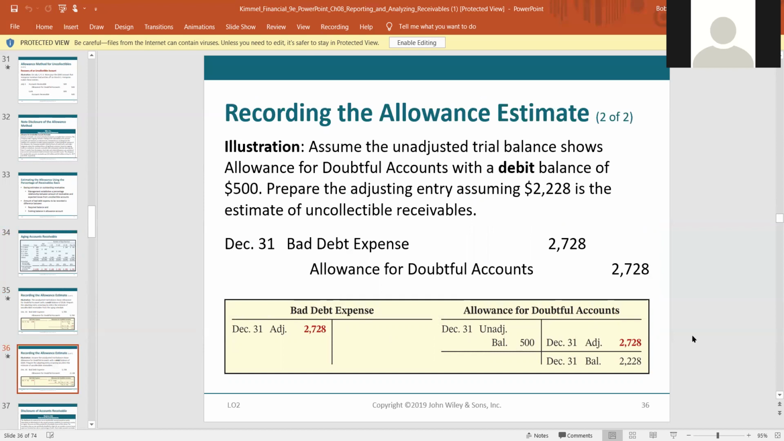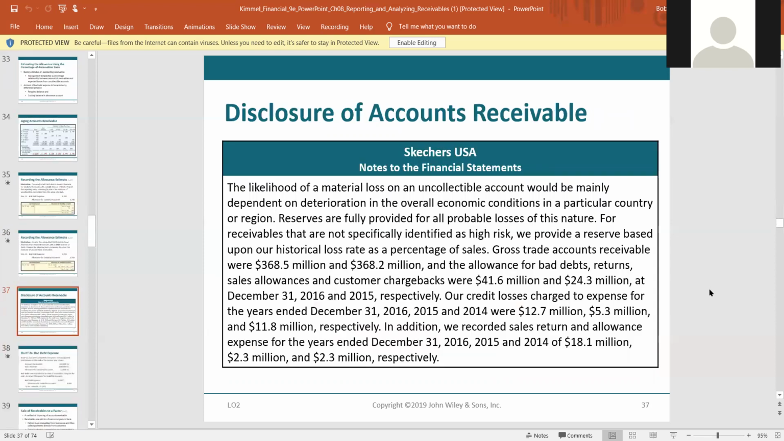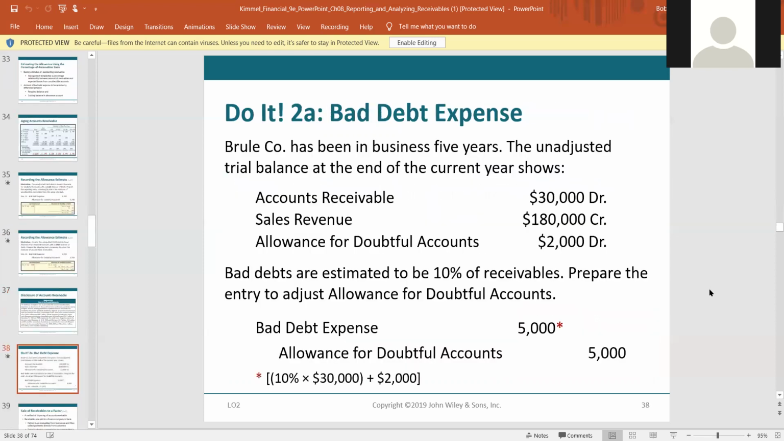And they're just showing you here in the form of T accounts what's going on, okay? You debit bad debt expense and you credit the allowance for doubtful accounts. Assume the unadjusted trial balance shows allowance with a debit balance. Well, they're just showing you what happens if it's a debit balance. It's just going to cost you another 500 to bump it up. Bad debt expense.